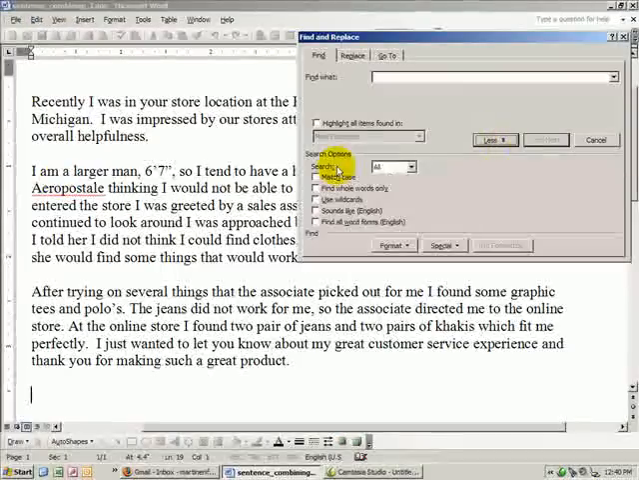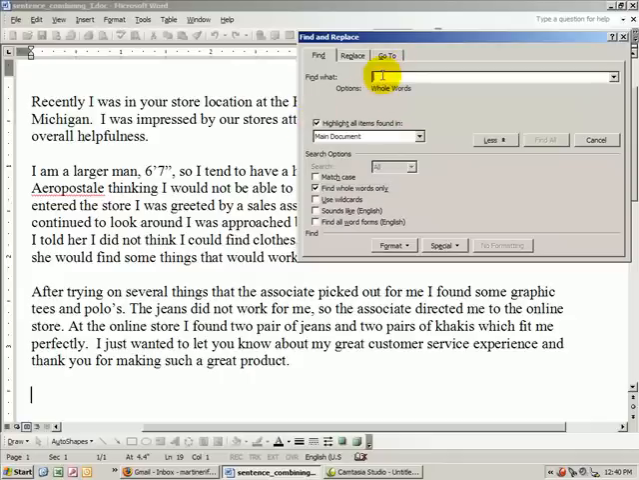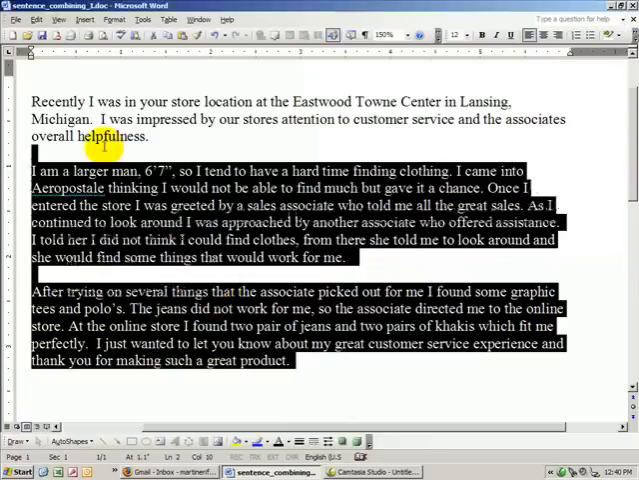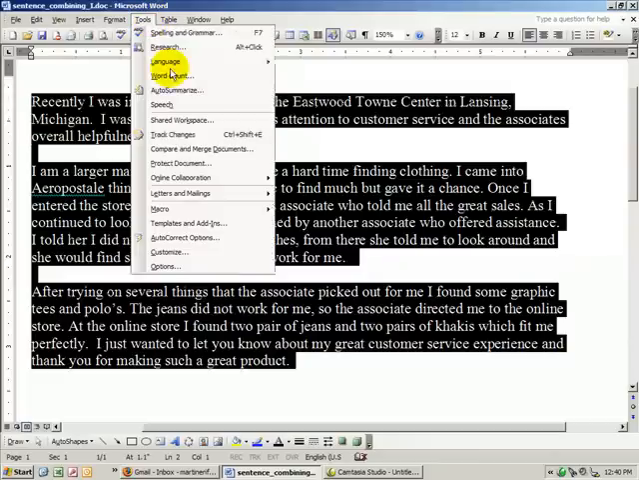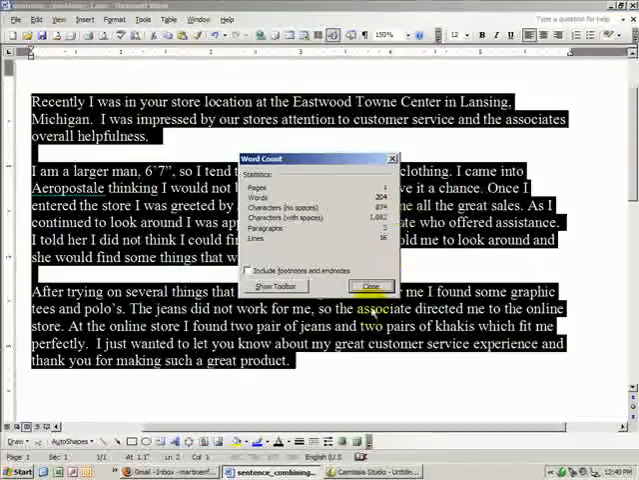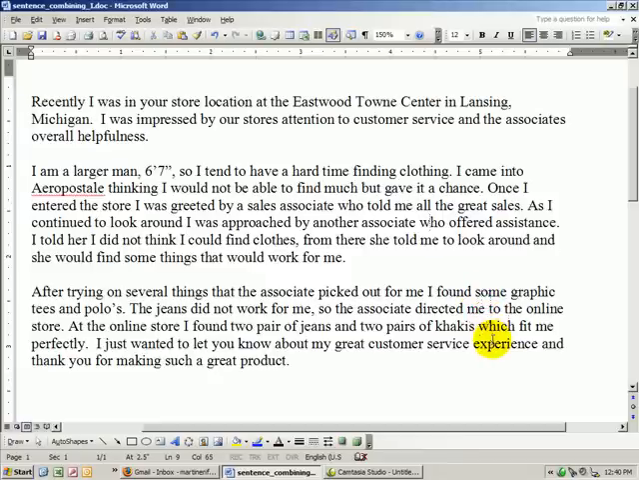And you can set it to just find that word, and you can actually go through and see. So I'm looking for the word I. You can see how many times that word was actually used. It says 16 times. This was a letter, and there were 204 words. Of those 204 words, 16 of them were the word I, which is almost 10%.